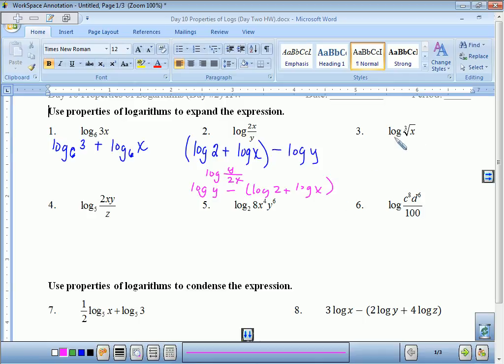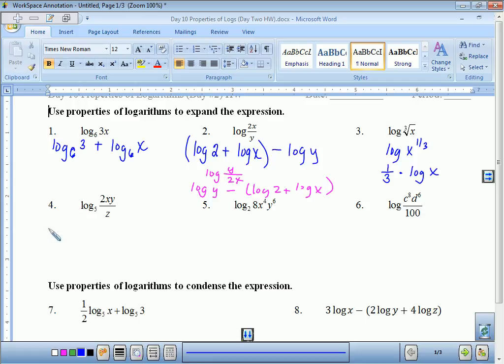All right, this one. This becomes log of x to the 1/3. The cube root is the same as the 1/3 power. So if we were to expand this exponent, when you raise a power to a power, we rewrite it as multiplication. So that exponent would come out in front and become multiplication.